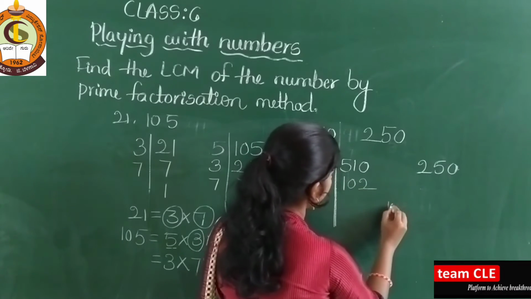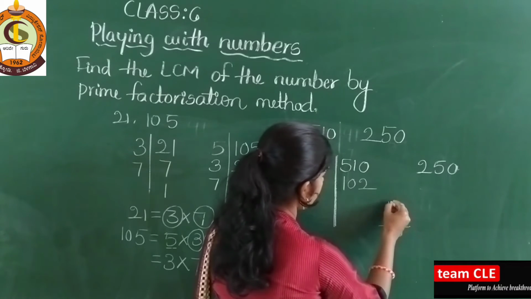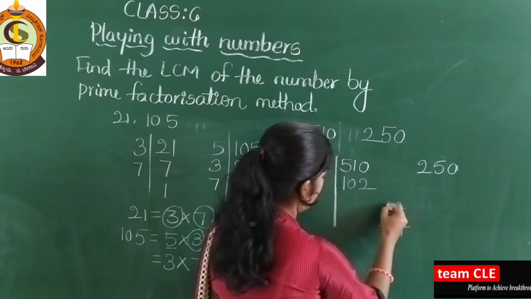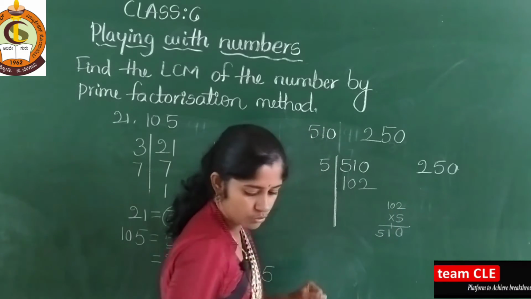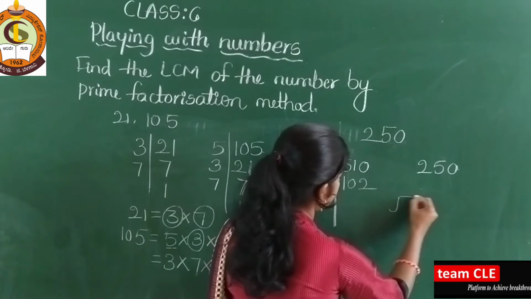So multiply this 102 into 5. 5 twos are 10, 5 into 0 is 0, 0 plus 1 is 1, and 5 ones are 5. If you have not understood this multiplication, I will divide this 510.